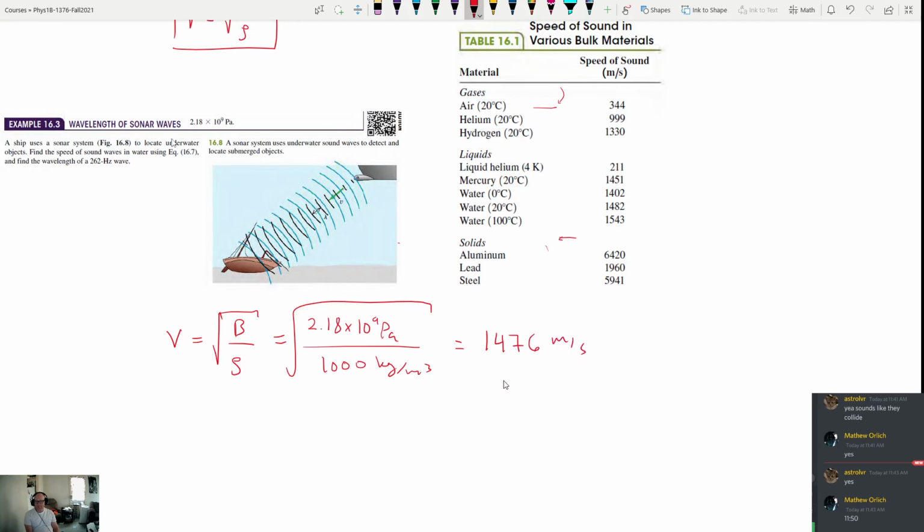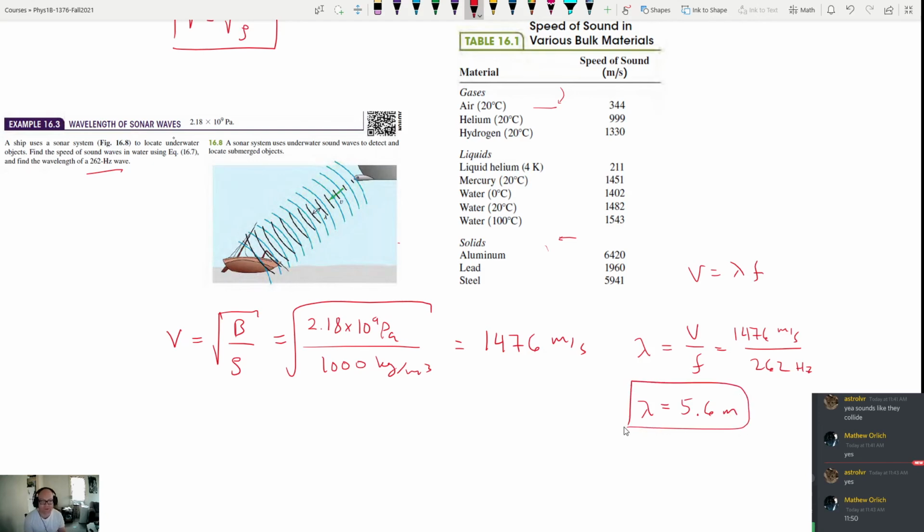meters per second. And then we want to find the wavelength of a 262 hertz wave. So v equals lambda f, so lambda is equal to v over f. That's going to be the velocity we just got, 1476, divided by the frequency, which is 262 hertz. Our wavelength lambda is going to be equal to 5.6 meters. It's a long wavelength, 5.6 meters.